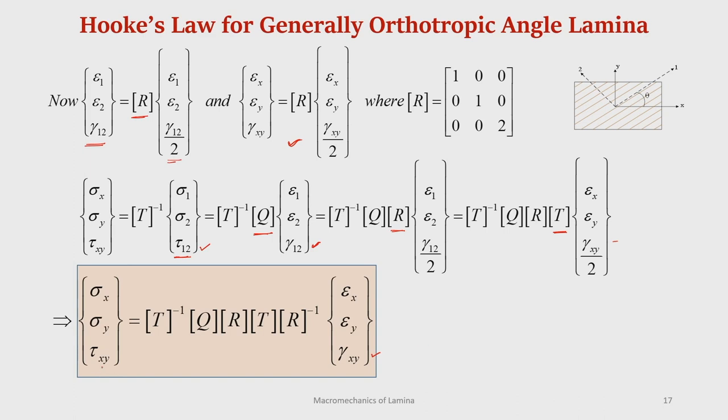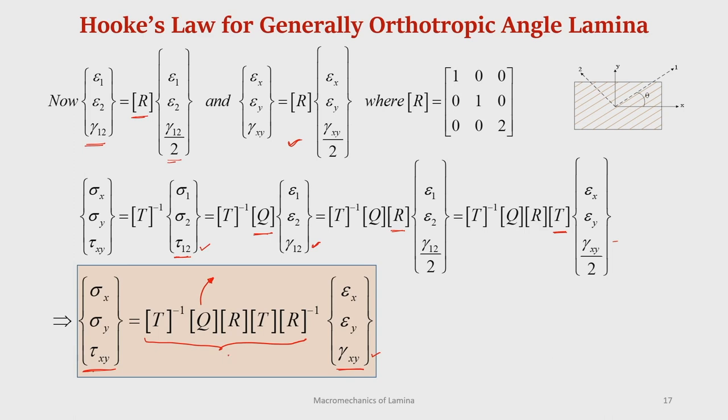Therefore, finally, we obtain the stresses in the x-y plane are actually related to the corresponding strains in the x-y plane by means of this multiplication of 5 matrices. Note that in this, the Q is the matrix which is actually the reduced stiffness matrix, which is the property of that lamina, because this could be expressed in terms of the engineering constants.